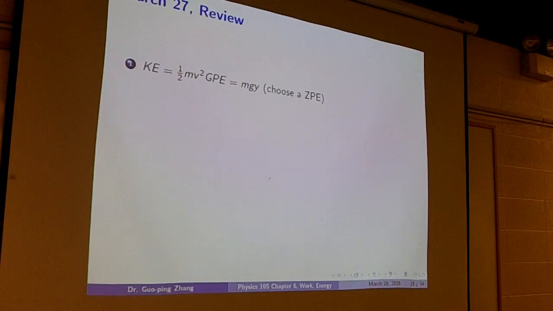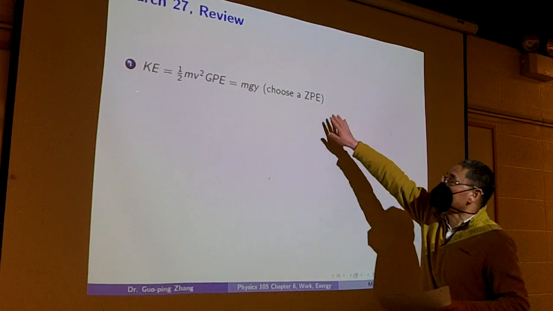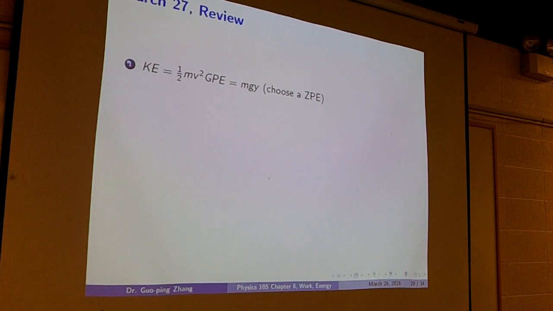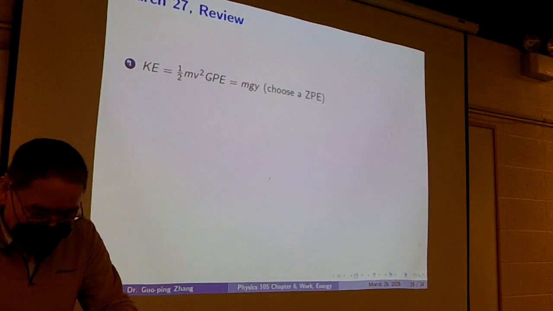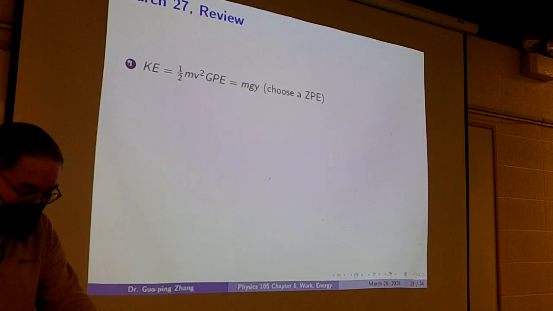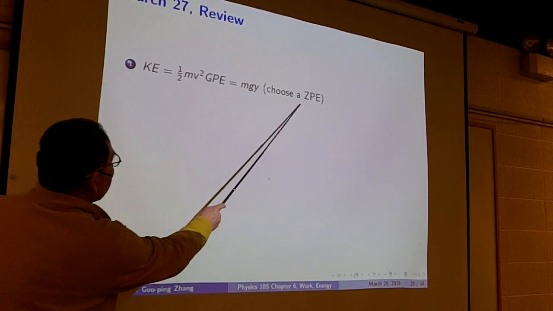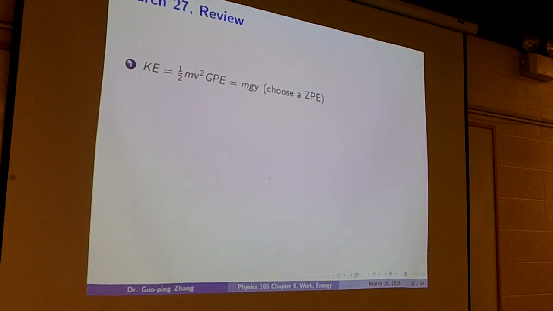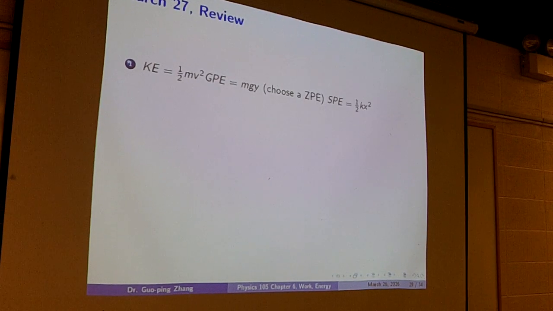And the second equation is the gravitational potential energy. Here you need to be careful. For gravitational potential energy, you need a zero potential energy point. Otherwise, it won't make any sense. You do need that, so this part is quite important. In other words, you do need to choose a zero potential energy point for the gravitational potential energy.